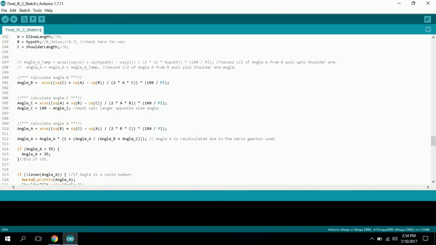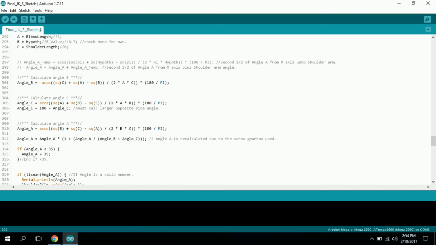Angle B, though, is equal to the arccosine, which is the inverse cosine, of C squared plus A squared minus B squared all over 2 times AC, multiplied by the 180 divided by pi, which is turning it into degrees. And you get the degrees for angle B. And then same with C. You can calculate angle C here, arccosine of the square of A plus the square of B minus C squared divided by 2AB times 180 divided by pi, which converts it to degrees.